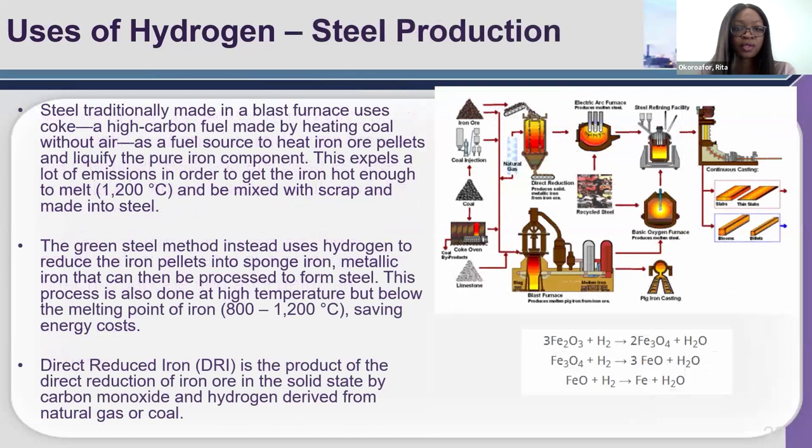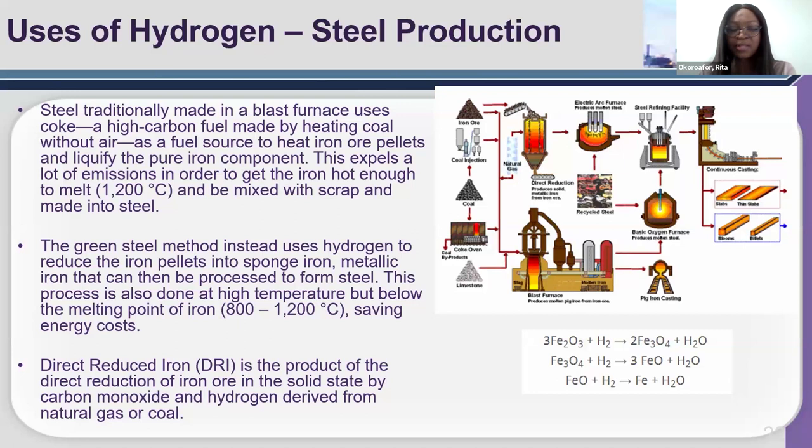The other thing I'll talk about is steel production. So, we traditionally make steel from iron ore in a blast furnace. We have a lot of heat that we bring in. We try to melt our iron ore. And then, once it's melted, we mix it with other materials to generate steel.